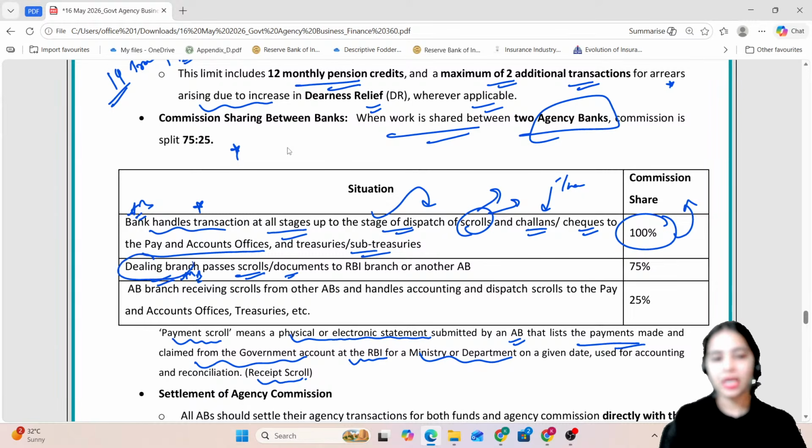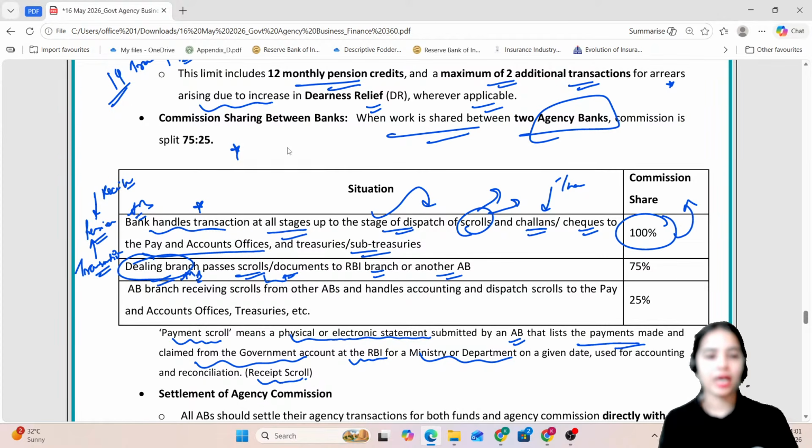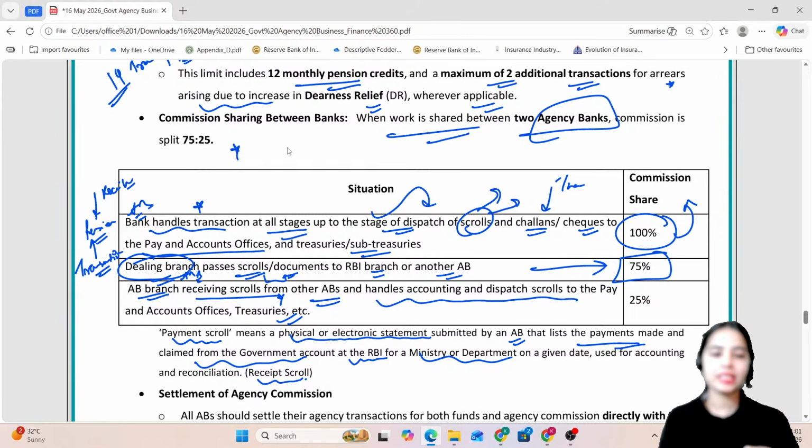So the dealing branch is the branch that is undertaking the transaction, paying the pension or getting the receipts, but it passes the scrolls or documents to the RBI branch or another agency bank. The agency bank branch receiving the scrolls from other agency banks handles the accounts and dispatch of the scrolls to the pay and account offices, treasuries, etc. So the dealing branch will get 75% and the other branch will get 25%.